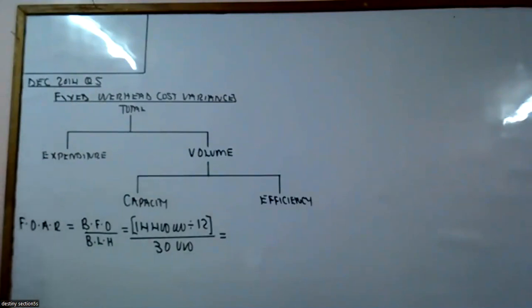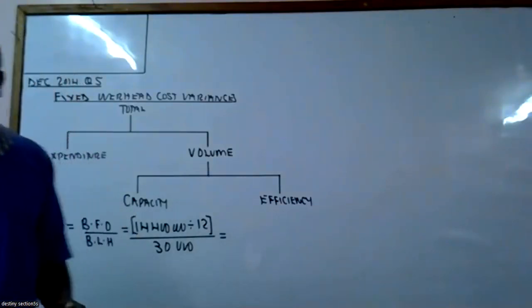So if you do so, first of all, you get 14,400,000. You divide by 12. That's giving us 1,200,000. That 1 million divide by 30,000. And what are you getting? $40. Good.